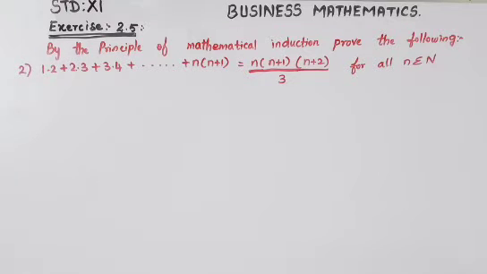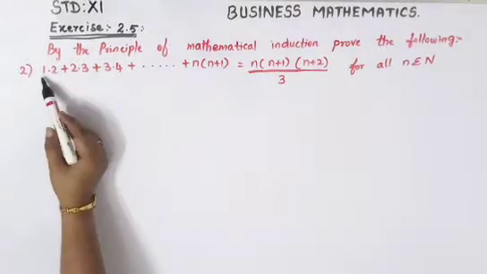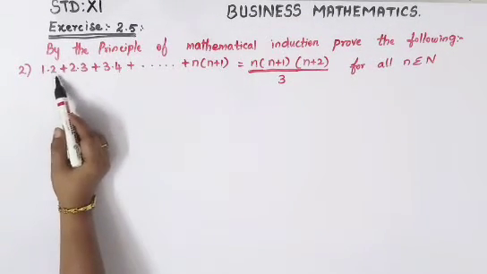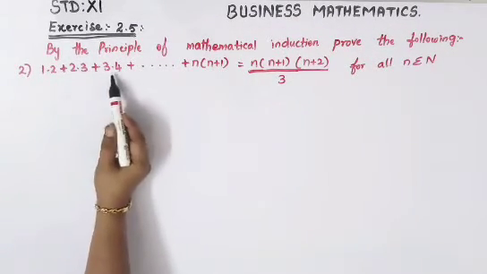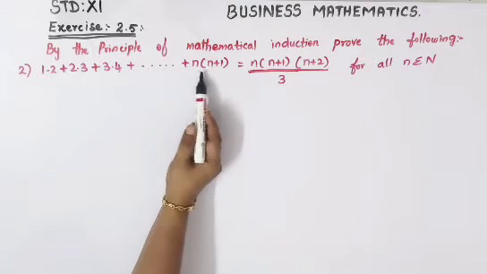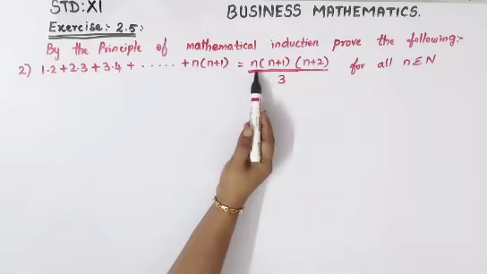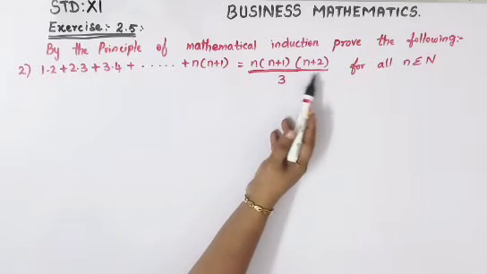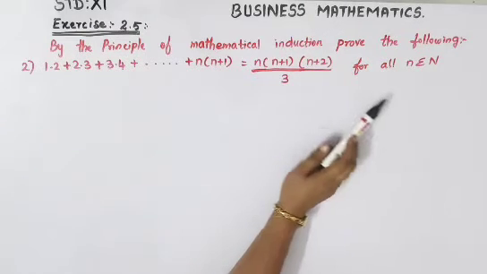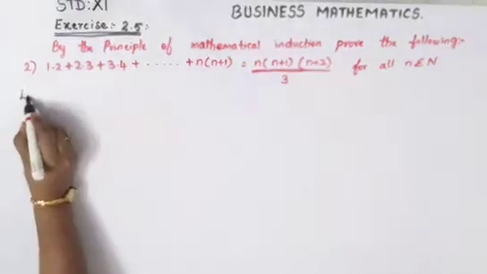Standard 11th Business Mathematics Exercise 2.5. By the principle of mathematical induction, prove the following. Your second question: 1 into 2, 2 into 3, 3 into 4, plus etc., plus n into n plus 1, that is equal to n into n plus 1 into n plus 2 divided by 3, for all n belongs to capital N.